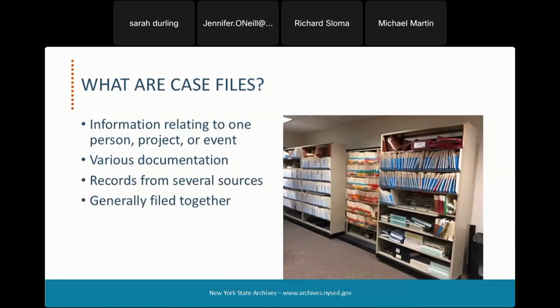So what exactly are we talking about when we're talking about case files? Case files are specific. They are information compiled that relates to a specific person, project, or event. They contain different documentation about the person, project, or event. It has the information you need, the specific information.